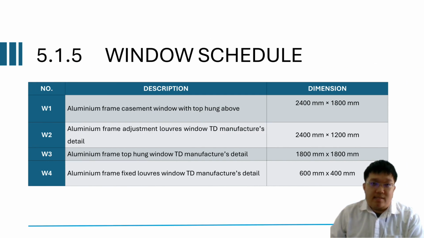This slide presents the window schedule. All windows use aluminum frames with standard configurations such as casement windows, top-hung windows, adjustable louver windows, fixed louver windows. Using standard window sizes and manufacturer specifications improves repetition, reduces custom works, and contributes to a higher IBS score.